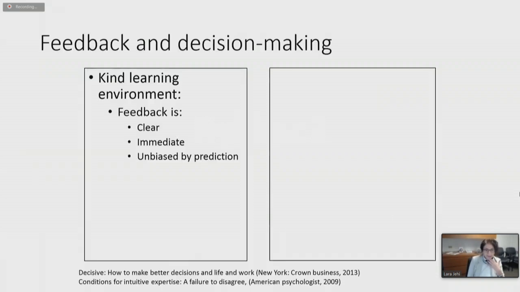The second problem is one that is quite interesting. I found it in a book about decision making in general. It had nothing to do with medicine, but I think it applies to us. It highlights the importance of feedback in the learning loop, and it differentiates learning environments. There is a kind learning environment where the feedback on whatever step we take or decision we make is clear, immediate, and unbiased by prediction.